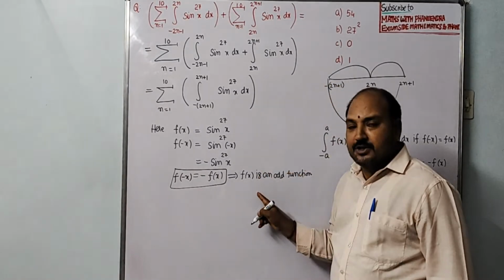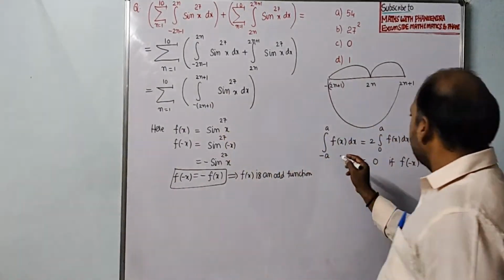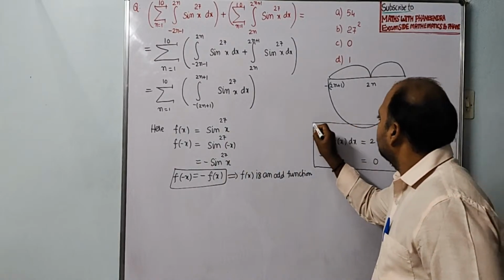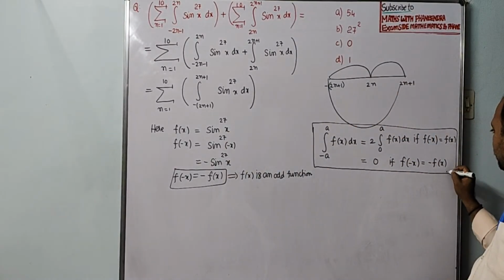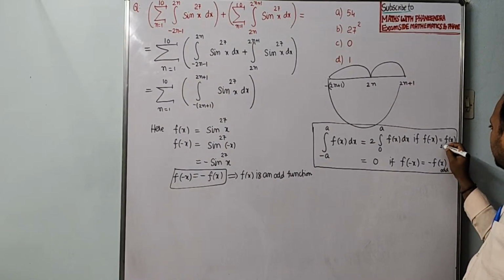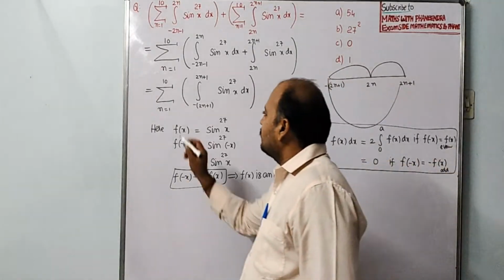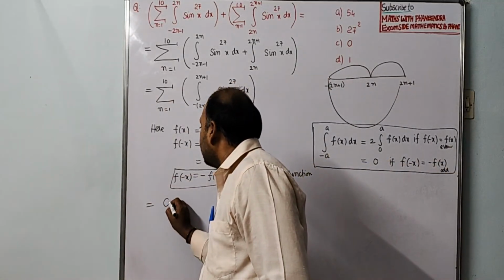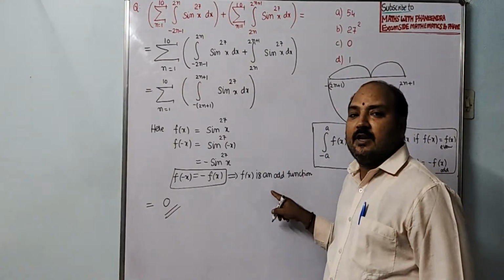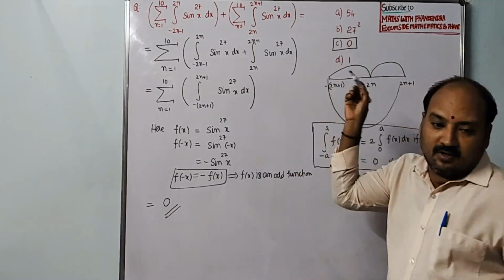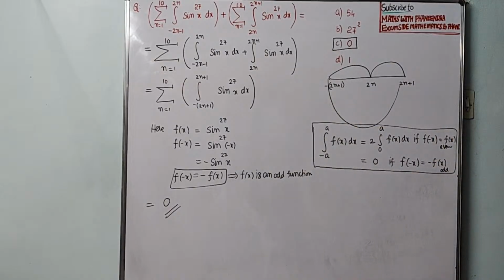Whenever it is an odd function, by using this result, the value is 0. Why? Because it is an odd function. I hope you understand, dear students. This is the required answer, option number 3. Okay, dear students, we'll move to another question.